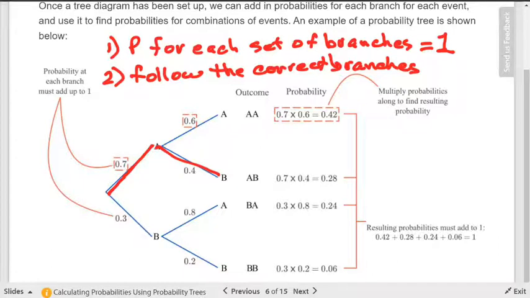Follow the branches. Third, multiply each probability from the branches.